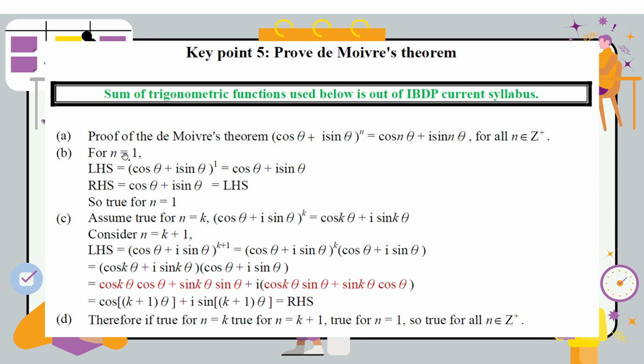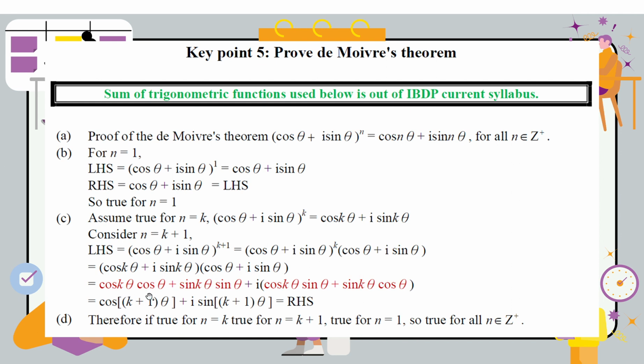Assume n equals 1. Correct? Yes, cos θ + i sin θ. The right hand side is the same, so it's true for n = 1. Then assume it's true for n = k, and then for k + 1, so one more term. So what do we do? Substitute this one and then do the expansion, right?